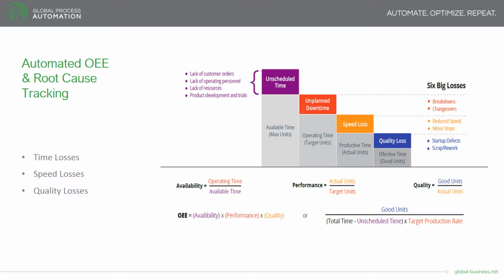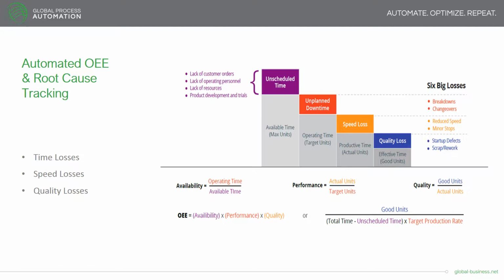Time losses are broken into two categories: unscheduled time and unplanned downtime. Unscheduled time can be anything from lack of customer orders or any time when the machine is not planned to run. Unplanned downtime is any time that the machine is scheduled to run and is not running. This may include mechanical breakdowns, it may include product or grade changeovers.